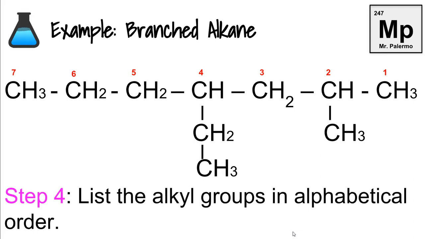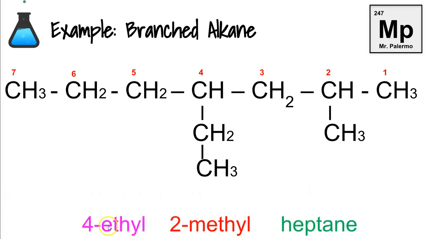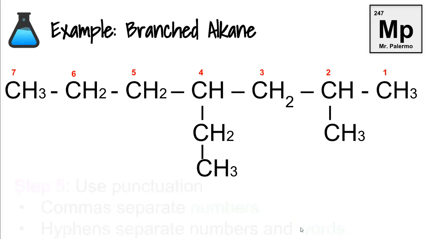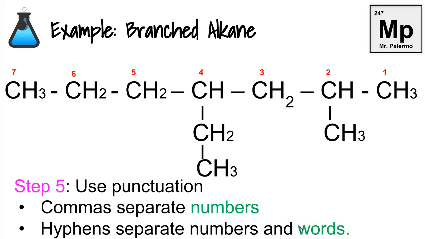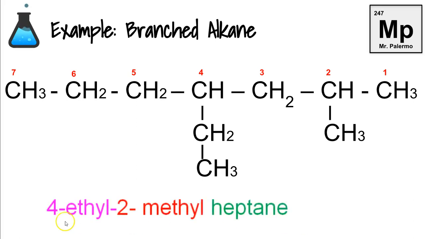Next thing we want to do is we want to take those branches and we want to put them in alphabetical order. So it's 4-ethyl, 2-methyl, heptane. And lastly, we're going to use punctuation. So commas will separate numbers, and hyphens will separate numbers and words. So our final name for this branched alkane is going to be 4-ethyl, 2-methyl, heptane. Notice that we have these dashes in between our numbers and our letters.